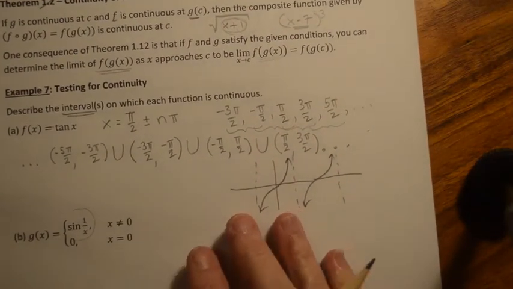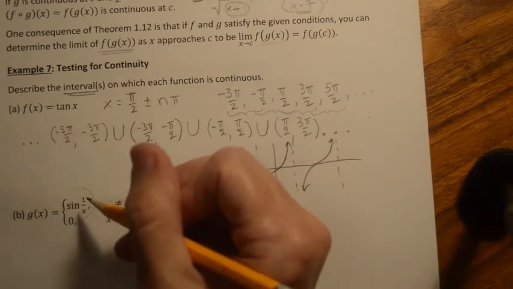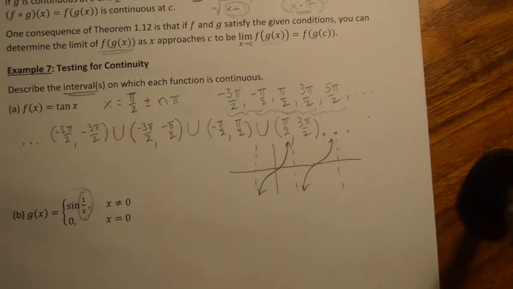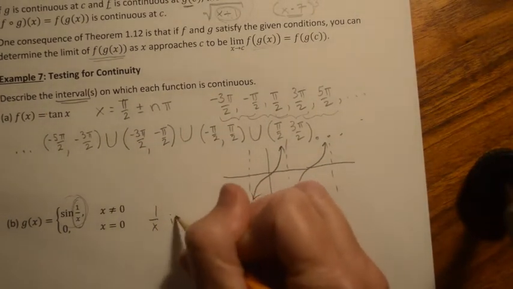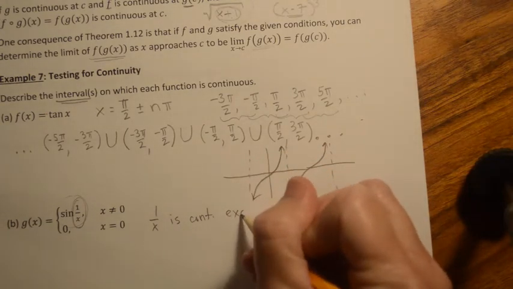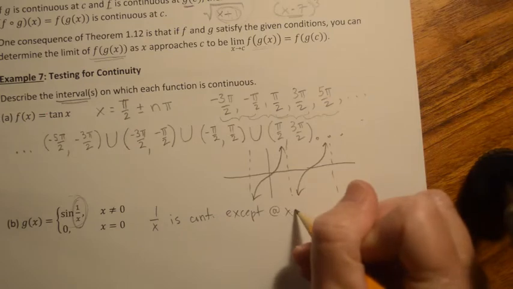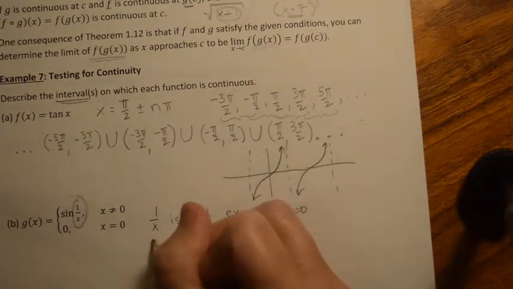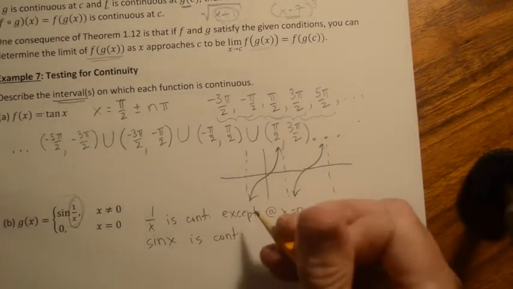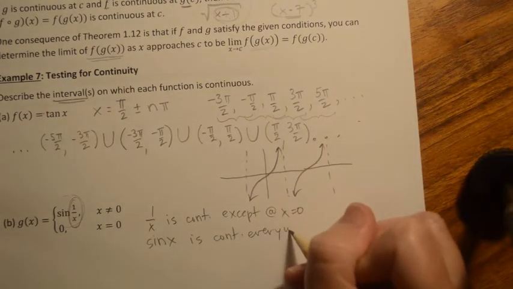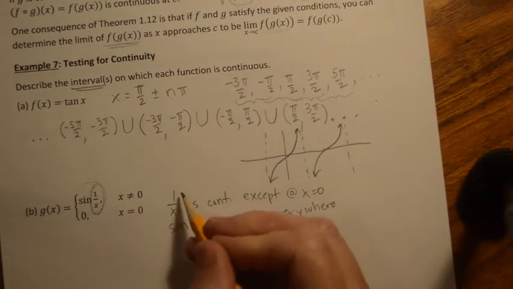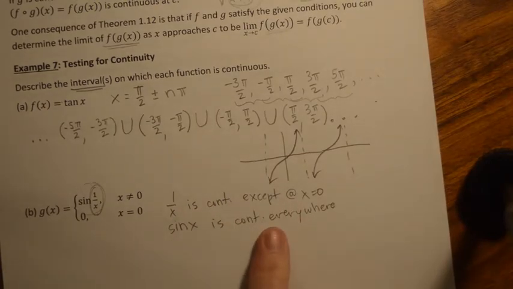All right, so we would say this is continuous everywhere except at x equals 0. So 1 over x is continuous except at x equals 0. Sine of x is continuous everywhere.